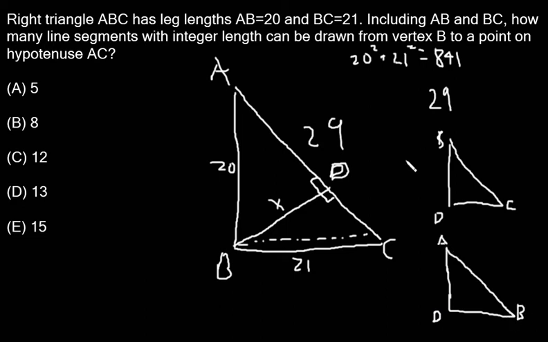Now let's label the lengths. We have AB, which is 20, the hypotenuse of this triangle, and BD is X. Then in triangle BDC, we have DC, which we don't have a value for. We have BD, which is X also, same thing as right here. We have BC, which is 21.